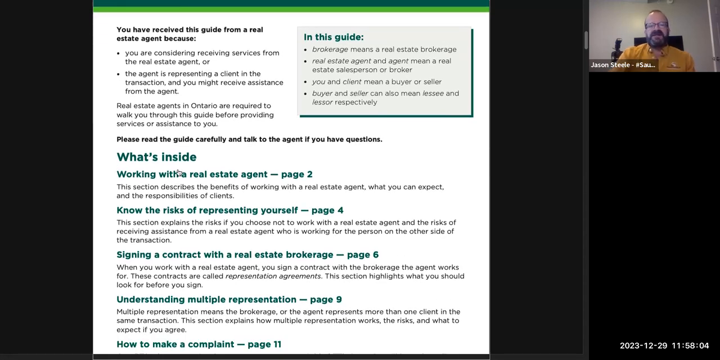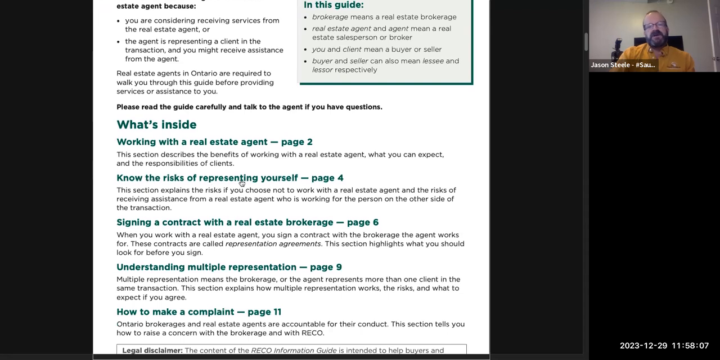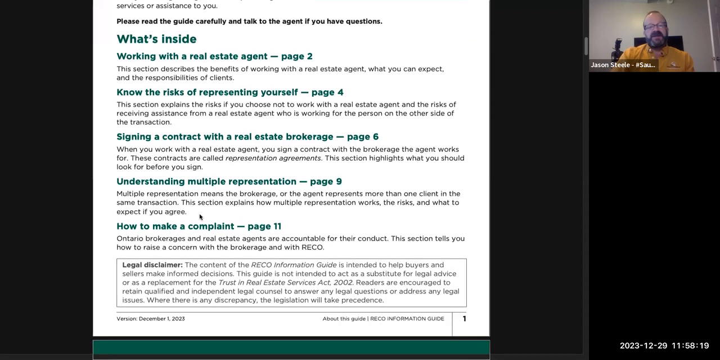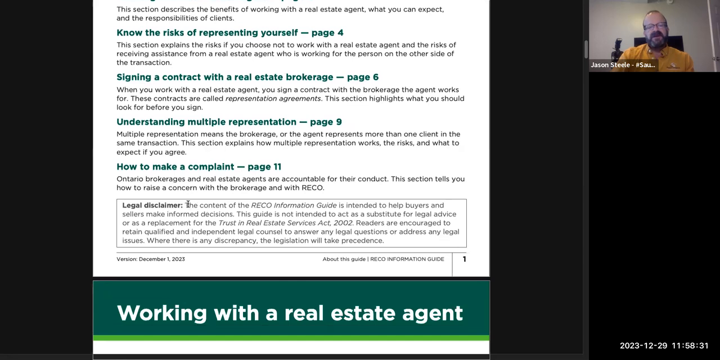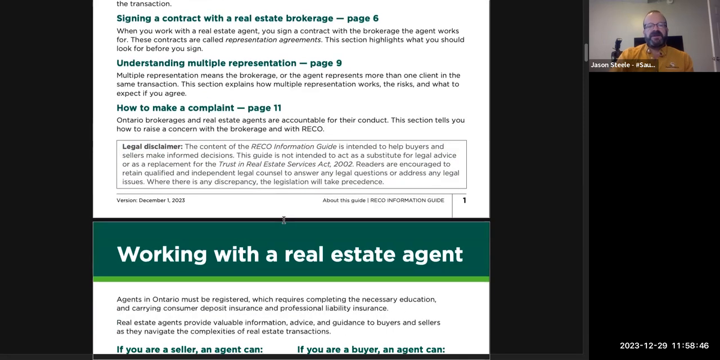So page 2 discusses working with a real estate agent. Page 4, knowing the risk of representing yourself. So that is going to be called an SRP, self-represented party. Signing a contract with a real estate brokerage is on page 6. Understanding multiple representation is page 9. And if you have a complaint against a realtor or a brokerage, how to make that complaint. Now, of course, RECO does put in their legal disclaimer that you should seek legal counsel if you need answers to any legal questions. The guide is just intended to help you make an informed decision.